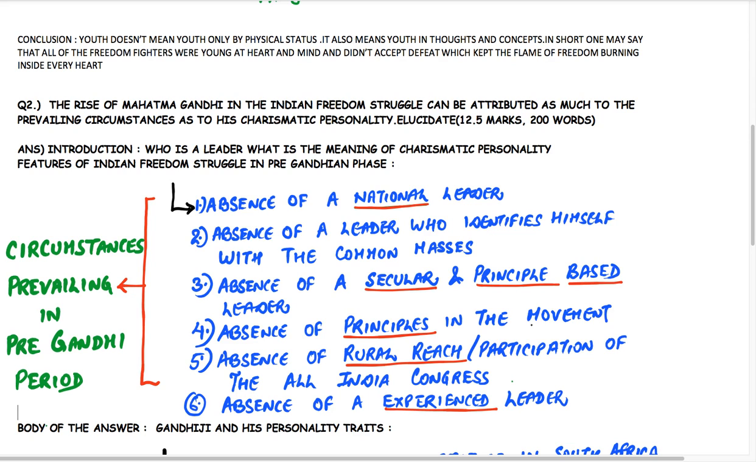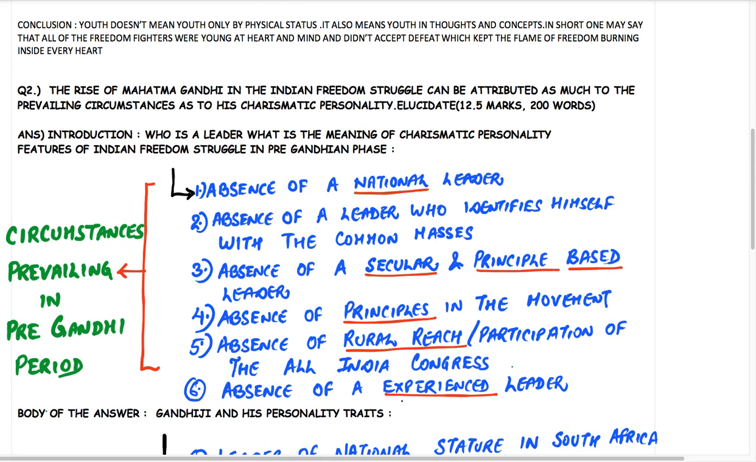There were no principles to speak of, and Gandhiji brought about some principles. Example, ahimsa. Example, satyagraha. Example, non-cooperation. Example, civil disobedience. Example, constructive programs. Example, Hindu-Muslim unity. Example, charkha. Example, Swadeshi. Fifth, another crucial circumstance was absence of rural reach or participation in the All India Congress. After the arrival of Gandhiji, the Congress became an organization with a massive rural reach. Apart from this, the sixth crucial circumstance was absence of an experienced leader. Gandhiji had experience from South Africa.